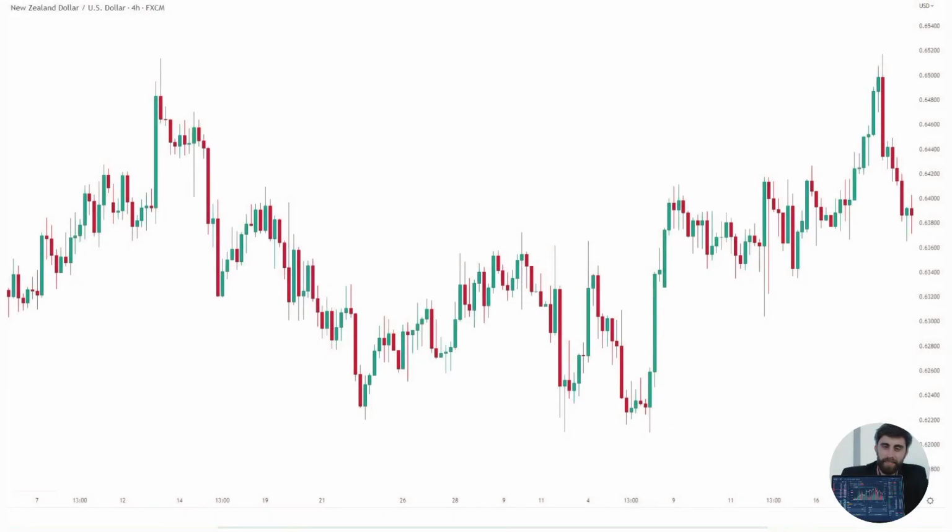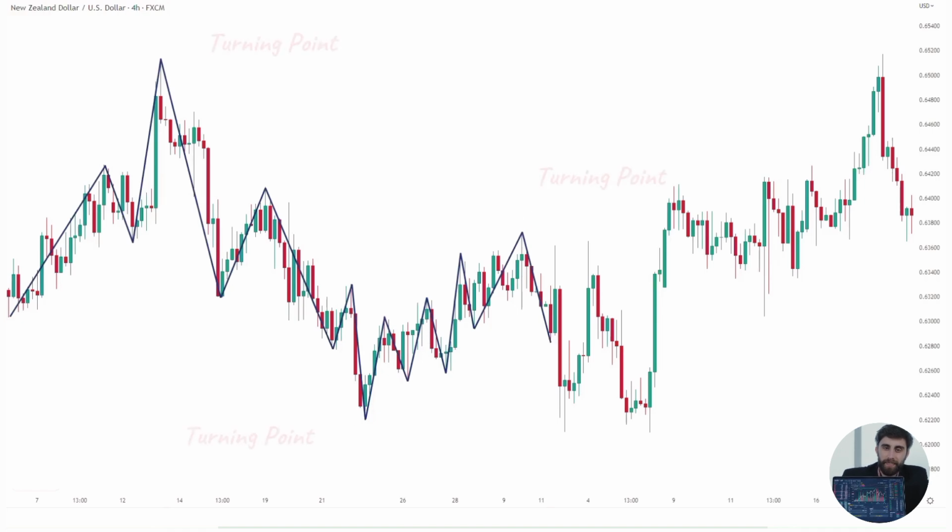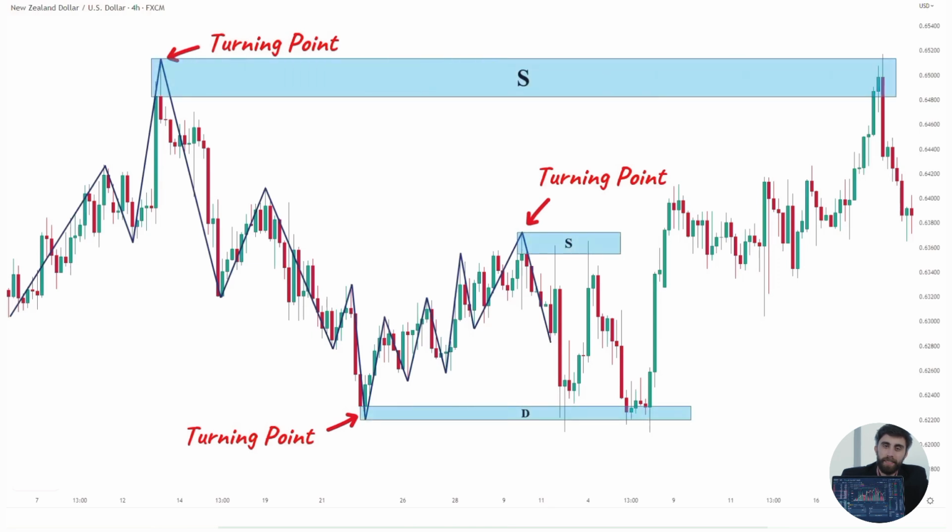Here on the New Zealand dollar 1 hour time frame, the market was continuously shifting from an uptrend to a downtrend and vice versa. These minor swing levels in between the turning points are considered to be support and resistance areas. But the turning points are regarded as extreme supply and demand levels, which could provide the best trading opportunities since the market identified these levels as very cheap or expensive earlier.